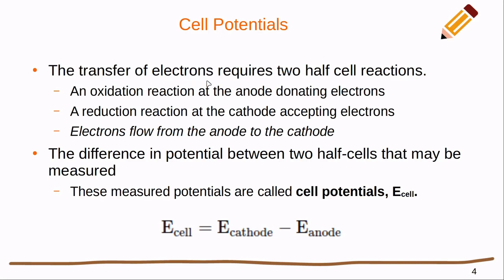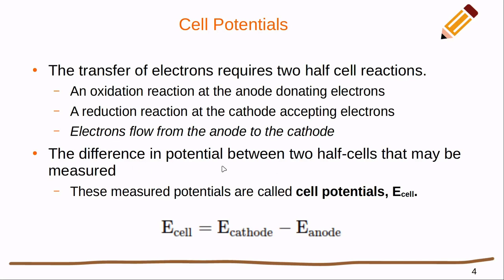So the transfer of electrons requires 2 half-cell reactions. We've seen this, right? We know now that there's got to be an oxidation reaction at the anode, that's going to donate our electrons, and there's going to be a reduction reaction at the cathode, where we're going to be accepting electrons. And we have our phrase here: electrons flow from the anode to the cathode.